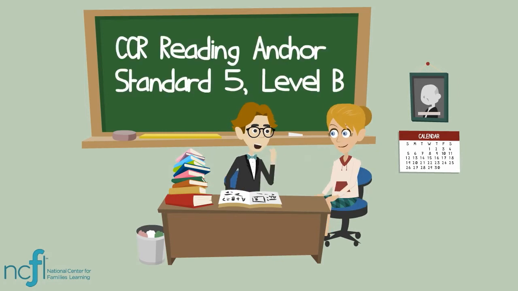I will use CCR Reading Anchor Standard 5, Level B. Know and use various text features, for example, captions, bold print, subheadings, glossaries, indexes, electronic menus, icons, to locate key facts or information in a text efficiently.